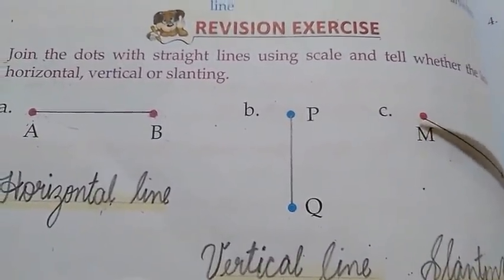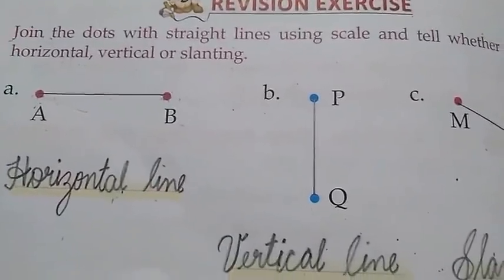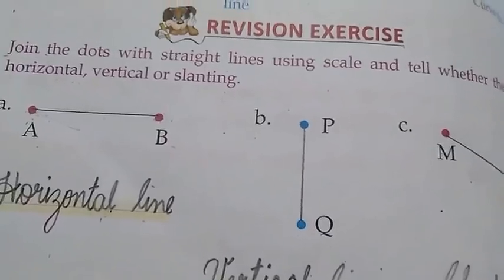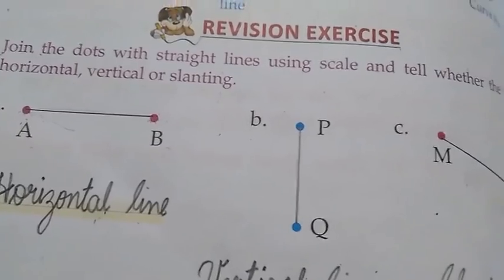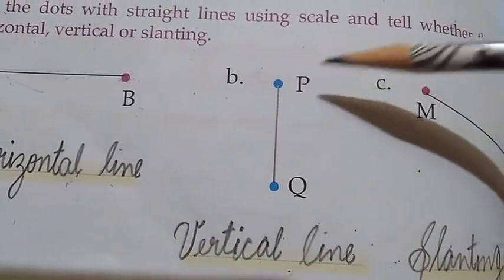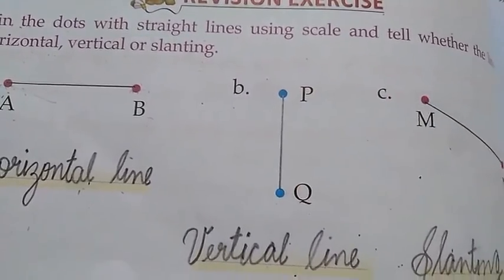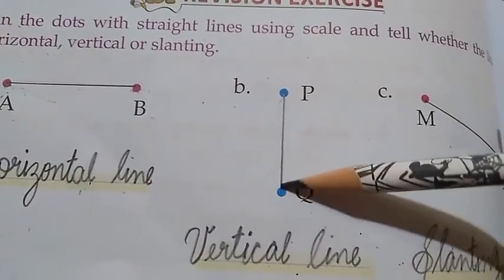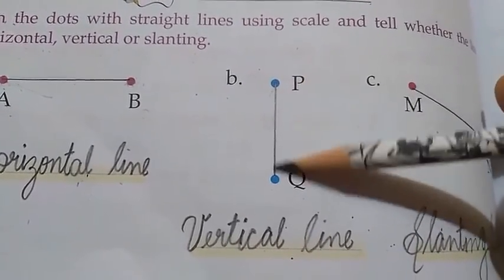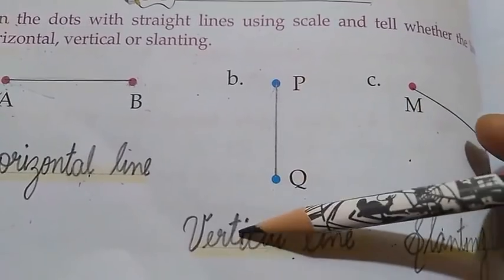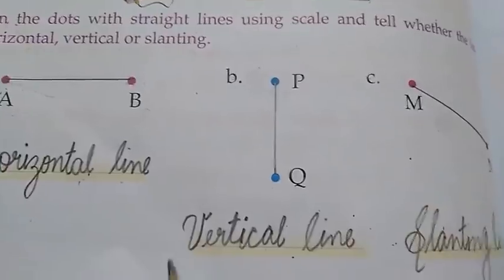And please students, use your scale only to draw the line. Always in the class also I remind you to use your scale. Always use your scale to draw a line. Now here you can see dots P and Q; you have to join them with the scale. Here you can see this is a standing line. A standing line is called a vertical line.